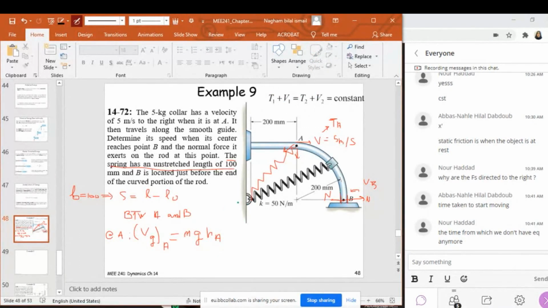So I cannot change the datum between A and B, all right? So I'm going to assume that this is my datum, and then I can find the potential energy at A, right? So what will be HA? HA will be equal to 200 millimeters because this is a circular path, right? So it's m g times 0.2, and it's of course positive because it is above the datum.